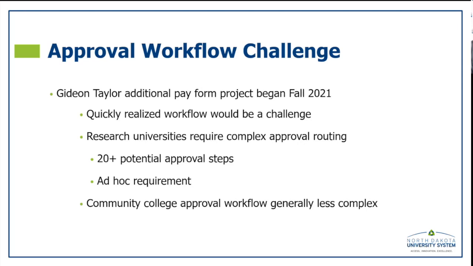Our research universities had complex approval routings that they required. In some instances, they wanted a potential of 20 different steps that could apply to any given form. And then they also wanted ad hoc requirements, so they could add ad hoc approvers when required. And then we have, on the other end of the spectrum, our community colleges who generally have a less complex workflow, so relatively simple.